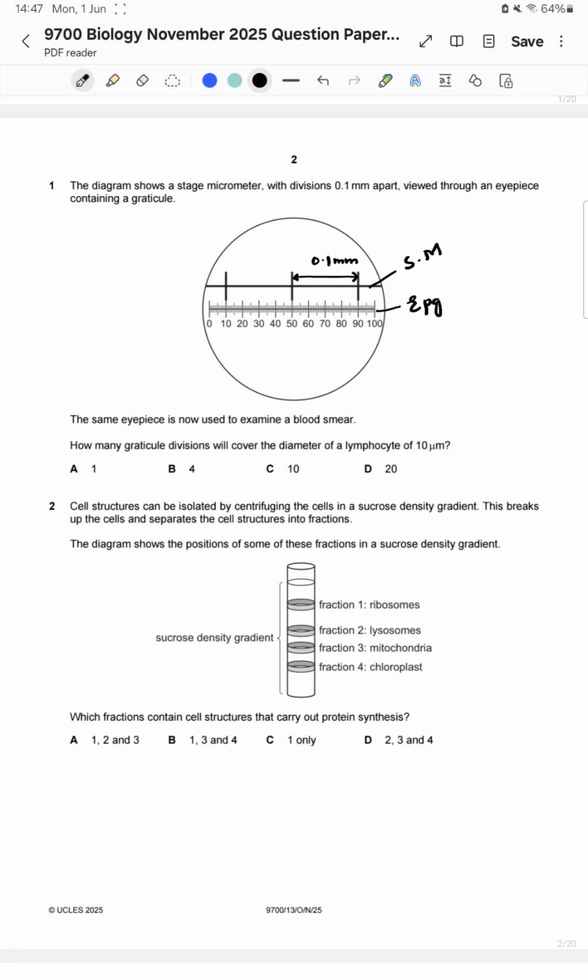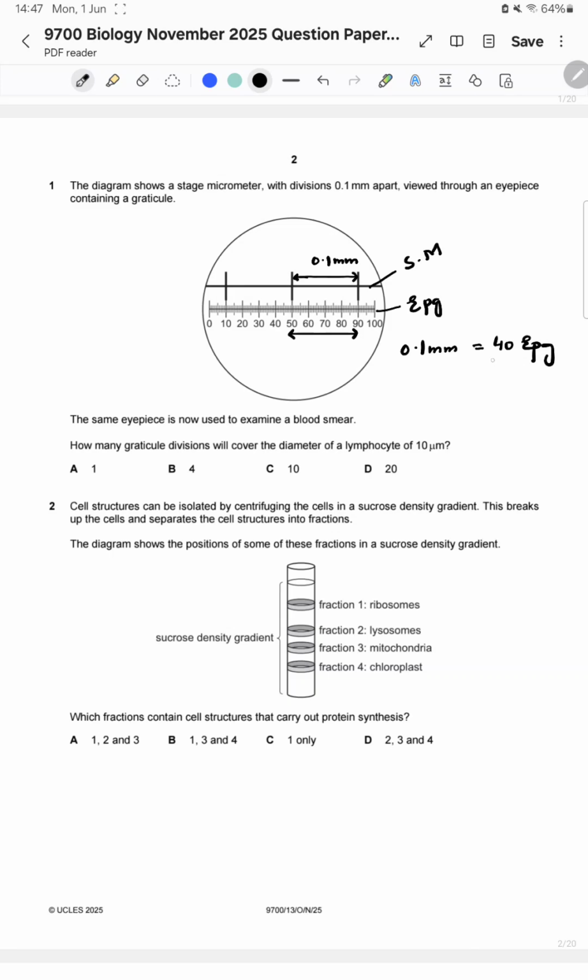First of all, in any of such questions, what you need to do is you need to do the calibration. What we can see over here is one stage micrometer, which is this. One stage micrometer is equal to 40 eyepiece graticule. So we can start with that right from 0.1 mm, which is one stage micrometer division, is equal to 40 eyepiece graticules.